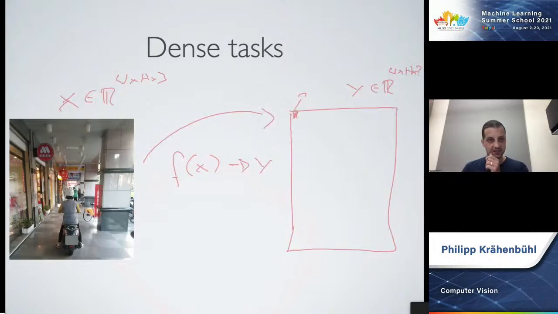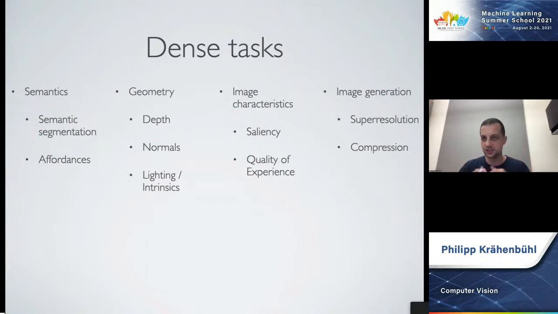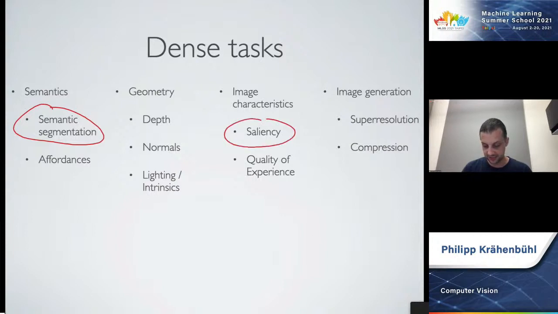And again, you can classify dense tasks into essentially two different groups, classification and regression problems. Semantic segmentation is a classical classification task. Saliency and quality of experience can also be phrased as classification tasks. Depth, normals, and intrinsics are classical regression tasks.